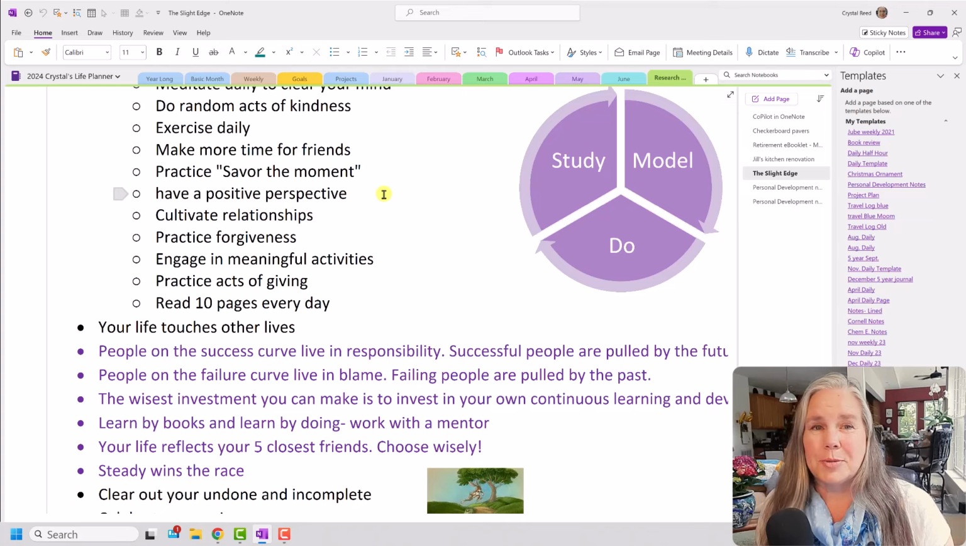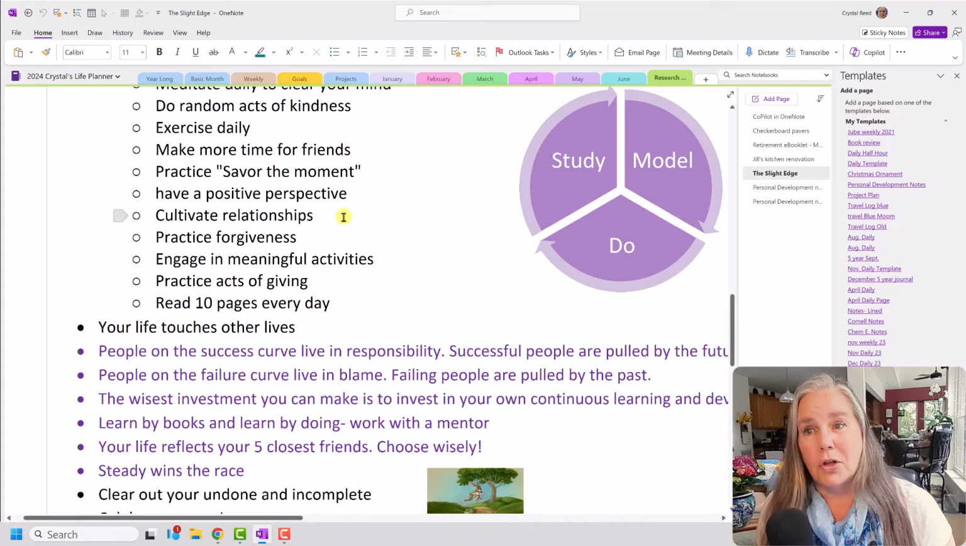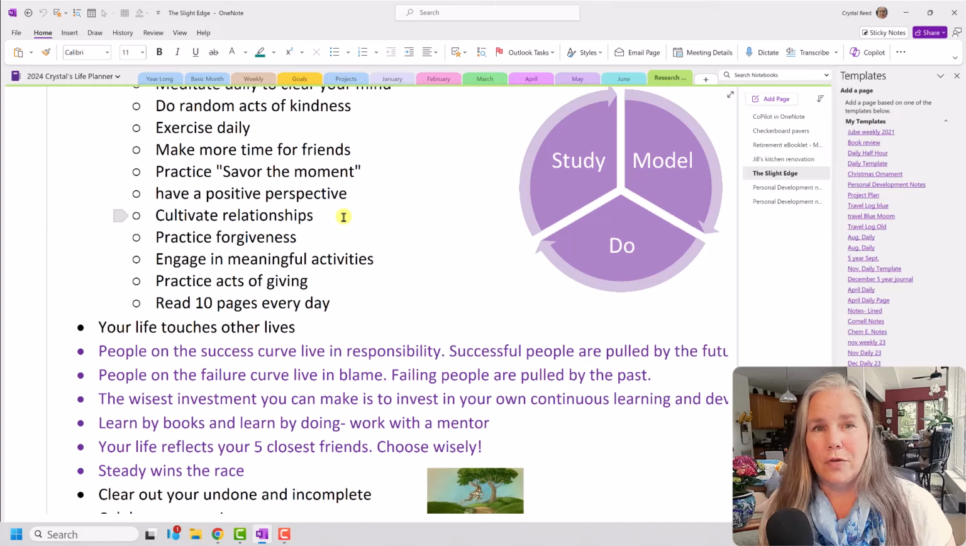Have a positive perspective. I think this is very, very important. And I try to have a positive outlook as often as I can. Cultivate relationships. Again, there's that word, cultivate. Work on those relationships. Text your friends. Reach out to people that you haven't seen in a while. Send a card to someone who's not feeling well. Ask your neighbor if you can do something to help them. Cultivate those relationships because they do enrich our lives.